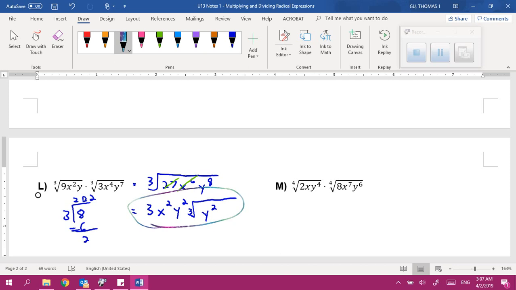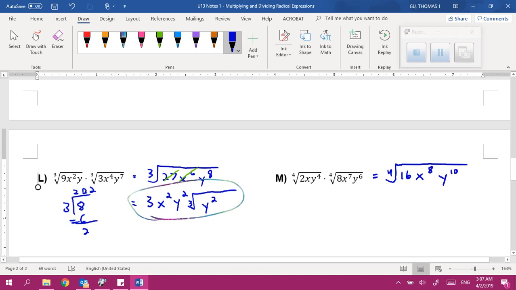And on to the last one, m. We're looking at the 4th root, so multiply. 2 times 8 is 16, and then x times x to the 7th is x to the 8th, and y to the 4th times y to the 6th is y to the 10th. Alright, so now let's try to find the 4th root. What is the 4th root of 16? 2 times 2 times 2 times 2 is 16, so the 4th root is 2.